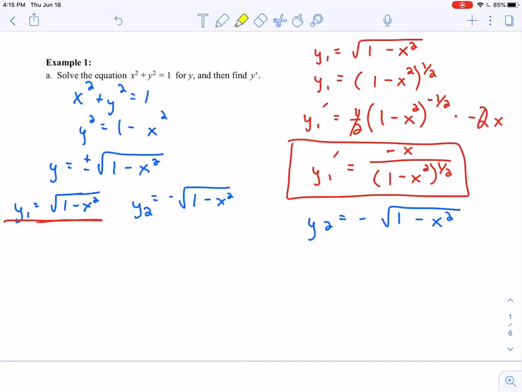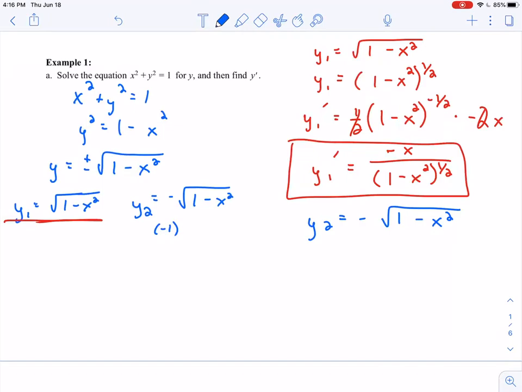Or I can say, well, what's the difference between y1 and y2? The only difference between these two is this minus sign, which really is just a constant multiple of negative 1. Remember that constant multiples don't really impact your derivative. If you have a constant multiple in your original function, you just bring that to the derivative. You just multiply the derivative by that.